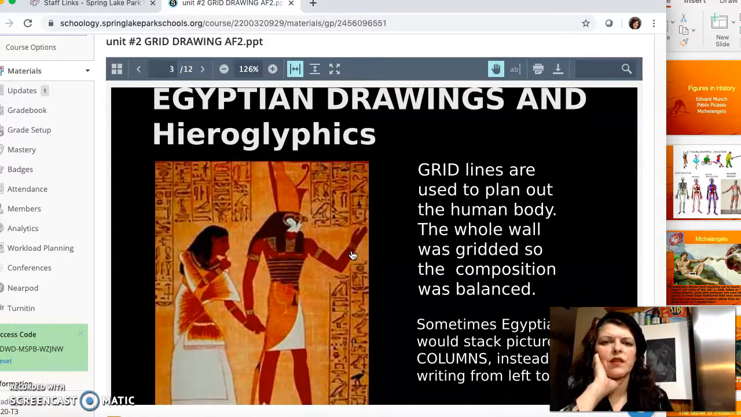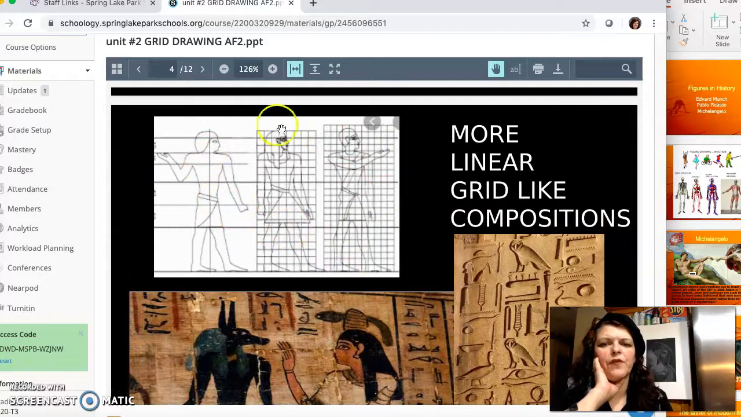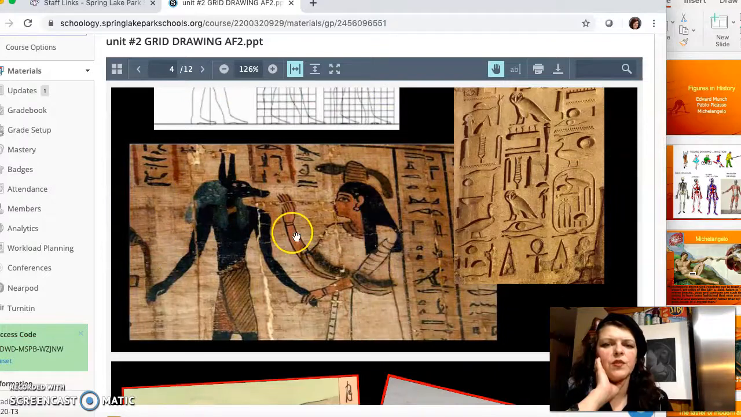The Egyptians, they loved gridding. Grid lines are used to plan out the human body. They were used as a whole wall gridding, so the composition was well balanced. So here's an example of the design that they used to grid, very intricate design. This is why the Egyptian body designs were very similar. So the pharaohs that were depicted, you can identify the pharaohs in the picture, so it wasn't like the pharaoh was depicted in different ways. It's kind of like if you open up Calvin and Hobbes or a Mickey Mouse cartoon, Mickey doesn't change.